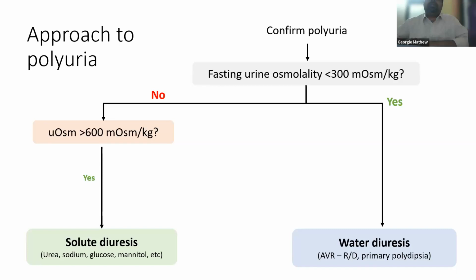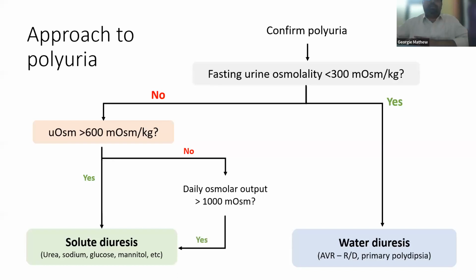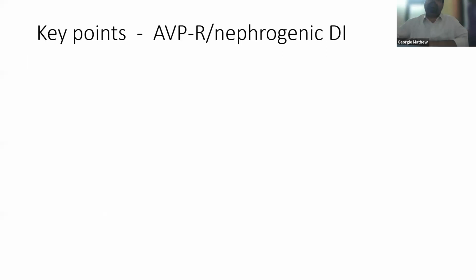And to differentiate between intermediate situations, if the urine osmolality is between 300 to 600, you can look at the osmolar loads. High osmolar loads are indicative of solute diuresis, while low osmolar loads are indicative of water diuresis. I know it is a little confusing. You have to go back and please read your textbooks and discuss with your seniors, which will make these very clear. Just 2 more slides for you.